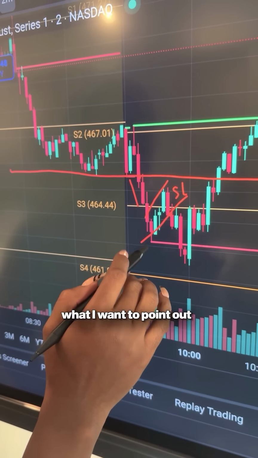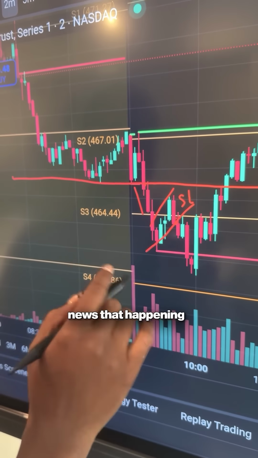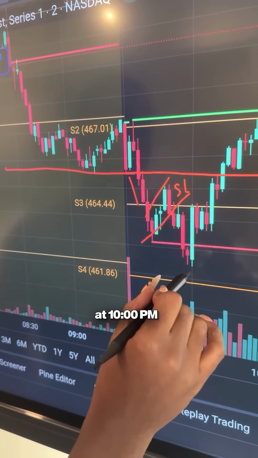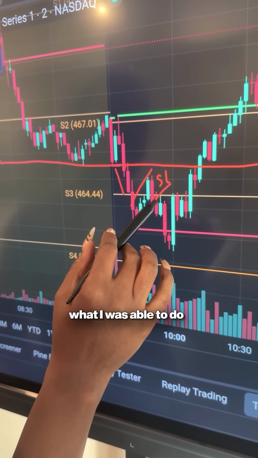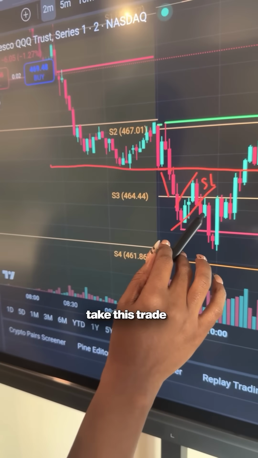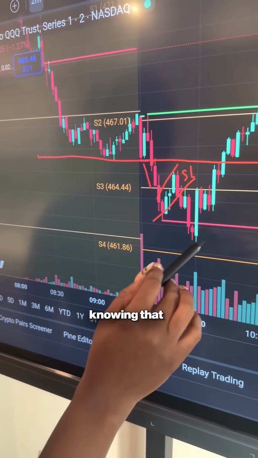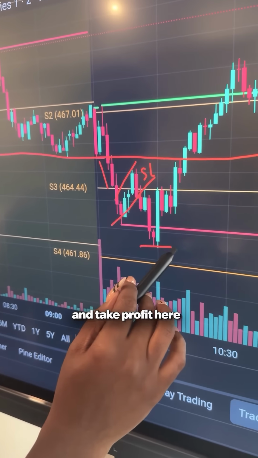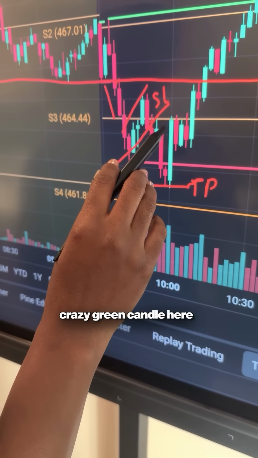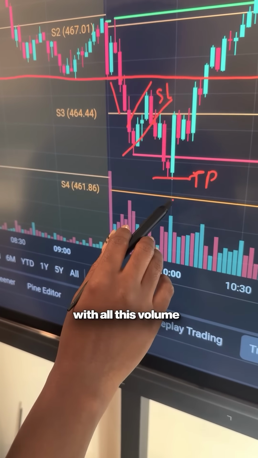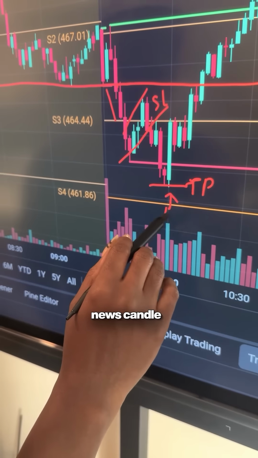What I want to point out to you too, we have news that's happening at 10 a.m. So what I was able to do in this case is take this trade all the way down here, knowing that news was coming out, and take profit here. We all see this crazy green candle here with all this volume. That is the 10 o'clock news candle.